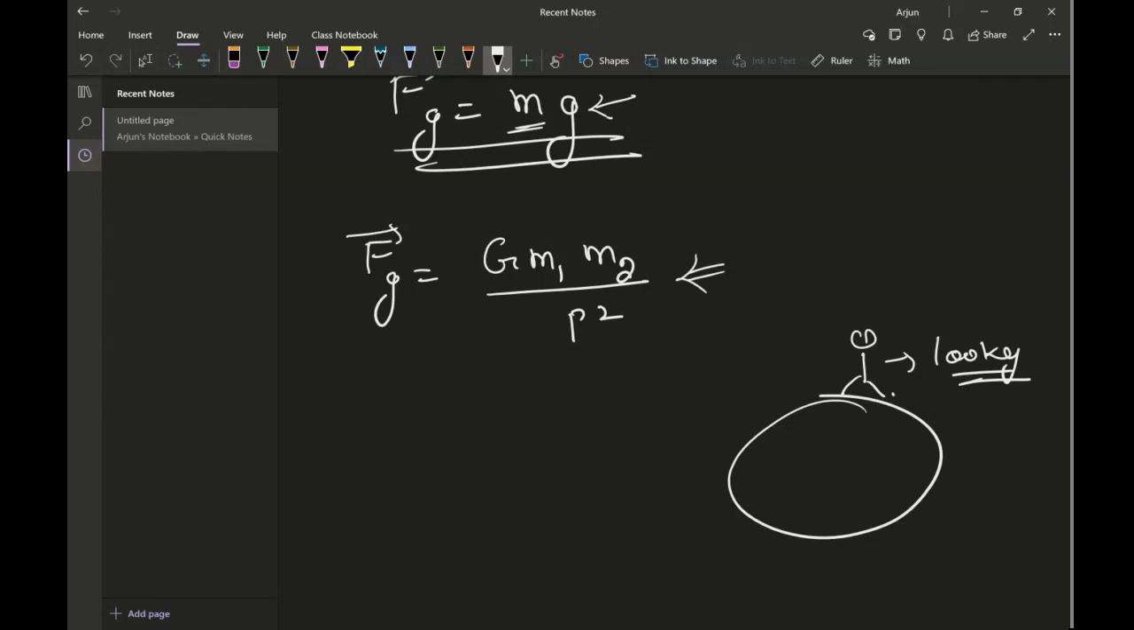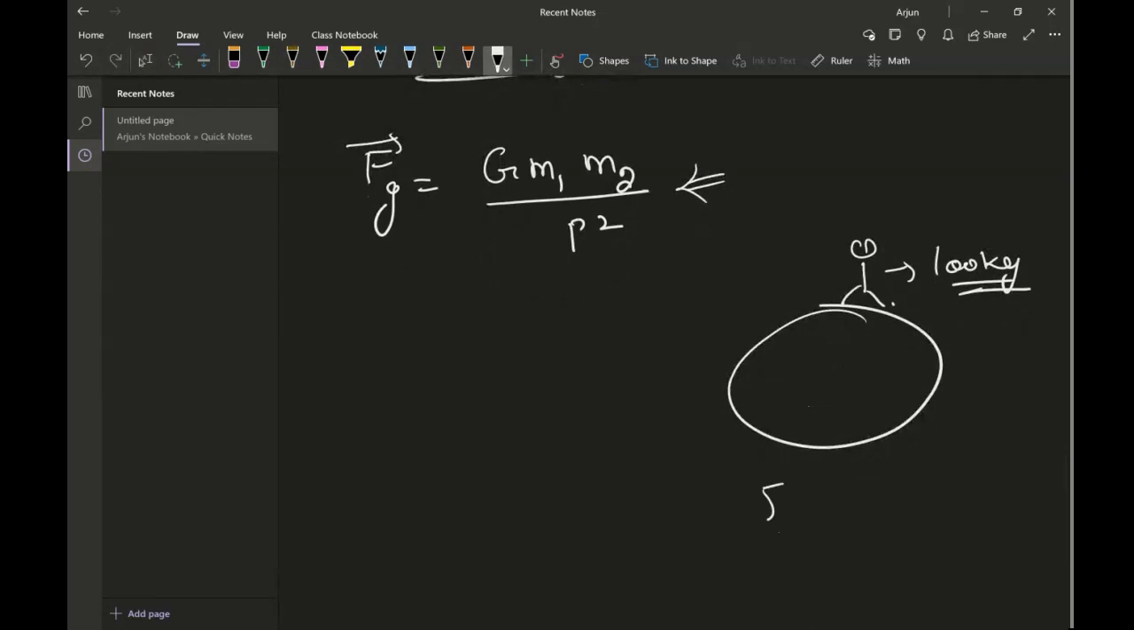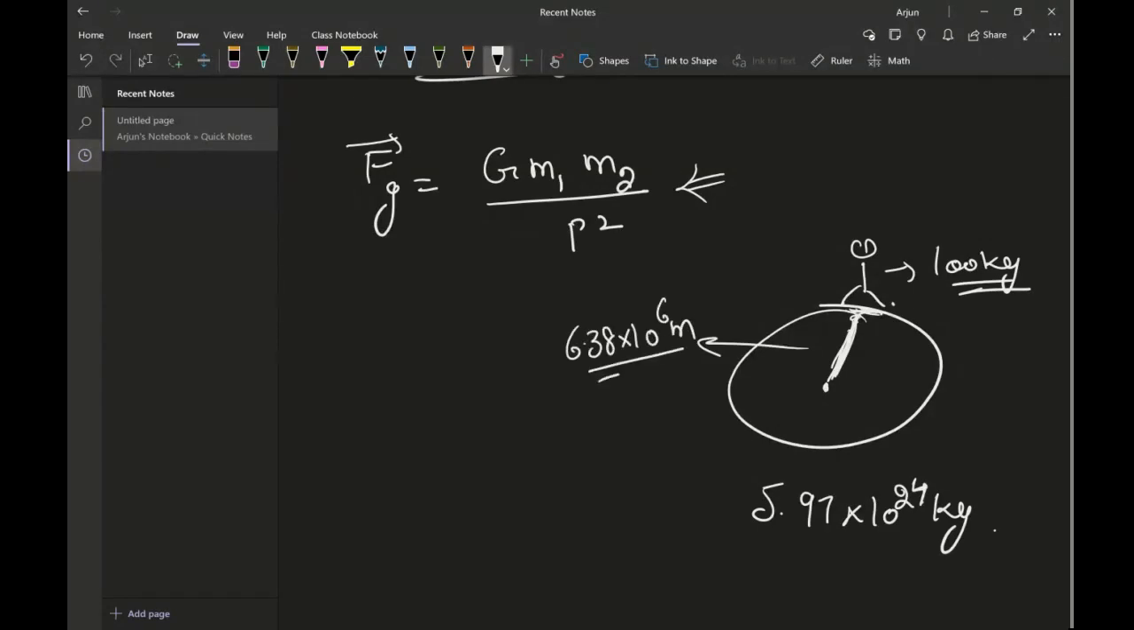And the Earth's mass will be given to you, I guess, in the formula booklet, or I'll write it down here. Earth's mass is 5.97 times 10 raised to the power 24 kg. And the distance from the center of the Earth, again, will also be given to you in the formula booklet, or I'll provide it right now in this question. So that is 6.38 times 10 raised to the power 6 meters.